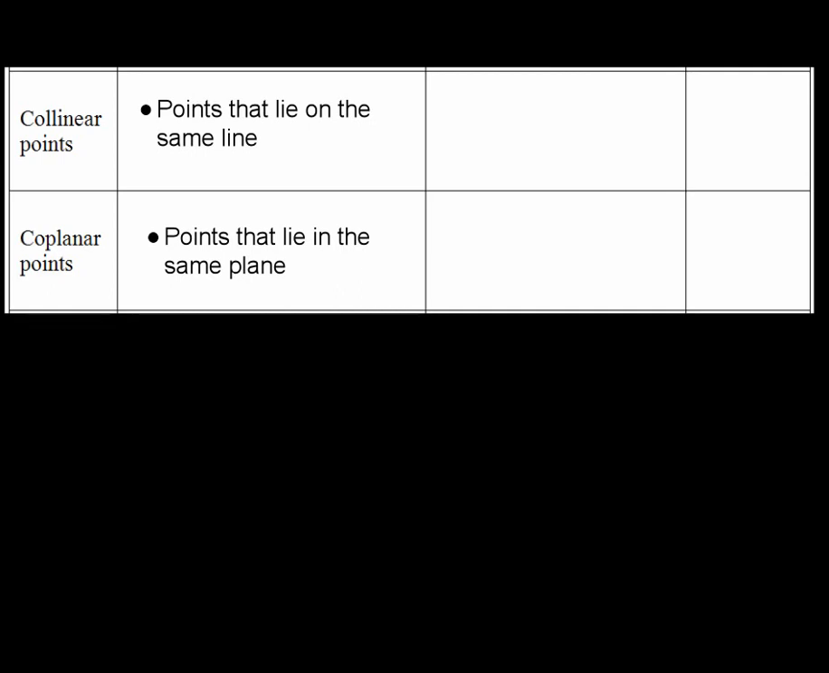The next thing we're going to talk about are these two terms, collinear points and coplanar points. They're basically exactly what they sound like. Collinear points are just points that lie on the same line, and coplanar points are points that lie in the same plane. When you want to think about a picture for that, collinear points are simply any points that lie on the same line. So we'll draw a line, and we'll have these 3 points A, B, and C. So points A, B, and C are collinear. They're on the same line.